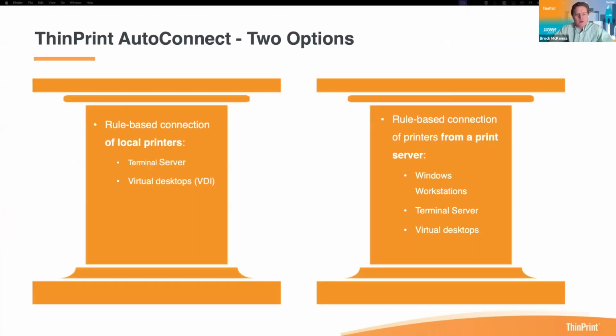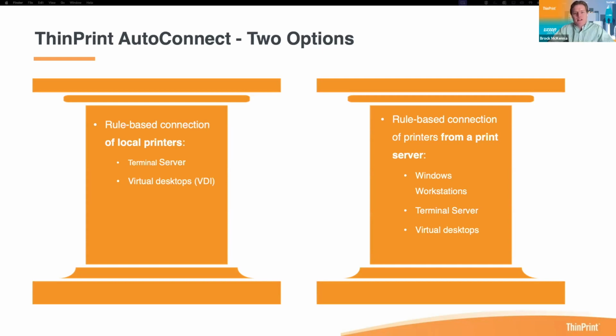With mapping printers to users using ThinPrint AutoConnect, there are generally two options we see most. There's rule-based connection of local printers. That's users connecting into a session such as a terminal server, virtual desktop, Citrix server, or AVD, where they have printers that aren't managed by a print server. We have what's called a ThinPrint client, which gets installed locally and will redirect any USB printers or printers that you don't have access to as an admin.